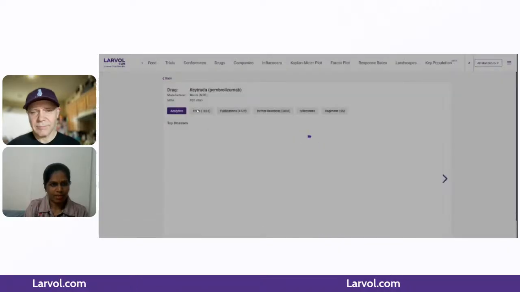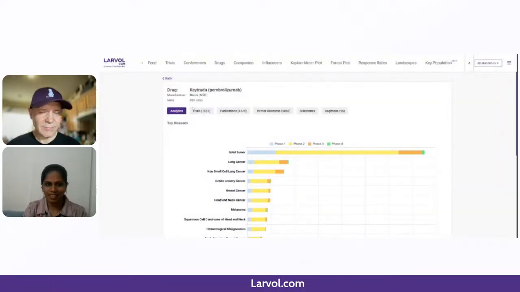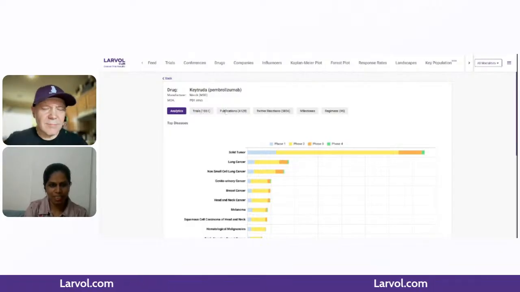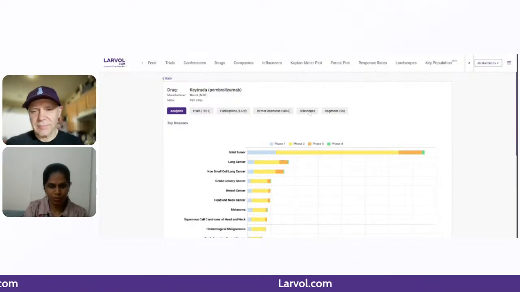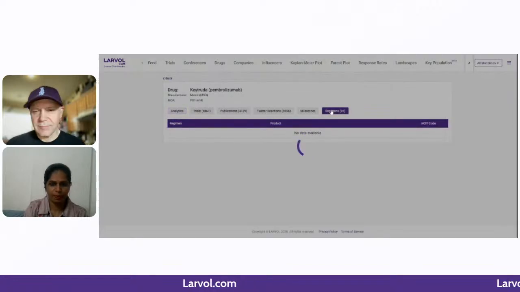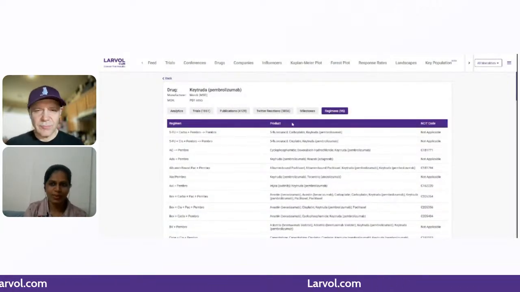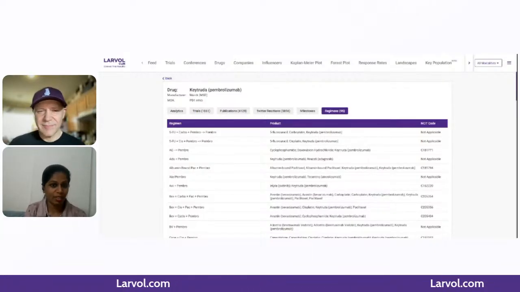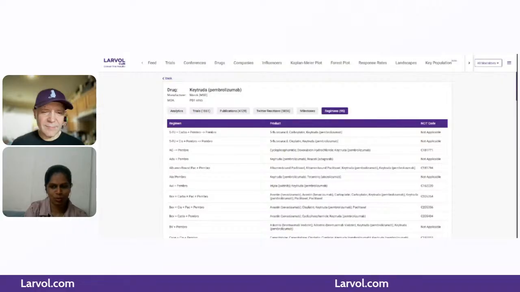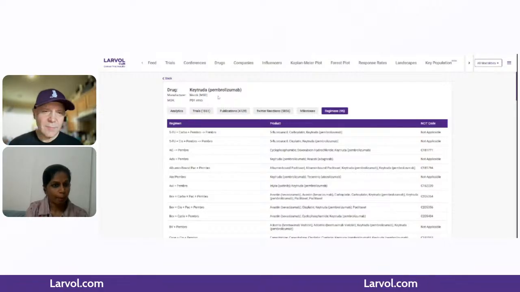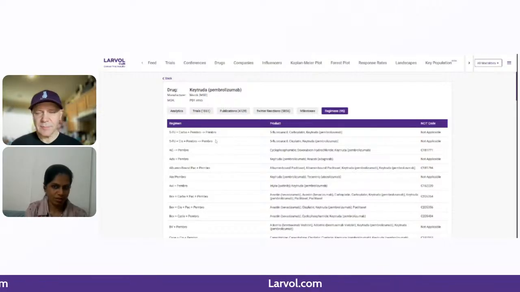So this we call the drug 360 page. Here you can see certain analytics about the drug: trials, publications, Twitter reactions, milestones, and regimens. So under the regimen tab, this is the topic of today. So I directly jumped into regimens. But if you have any questions related to any of the topics, we can discuss those also. Under the regimen tab, currently we are displaying all the regimens which have Pembro as one of the agents.